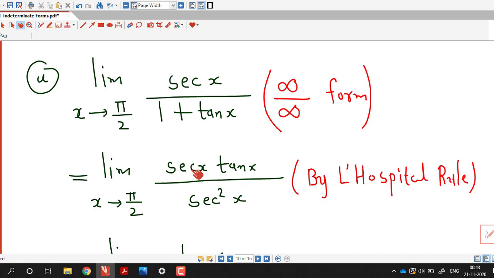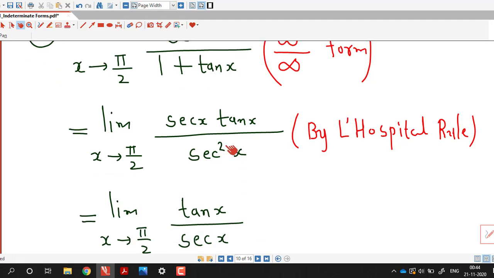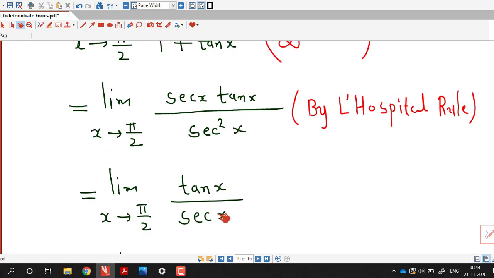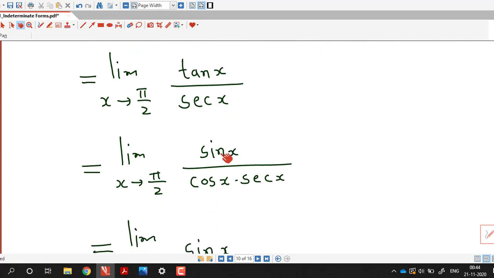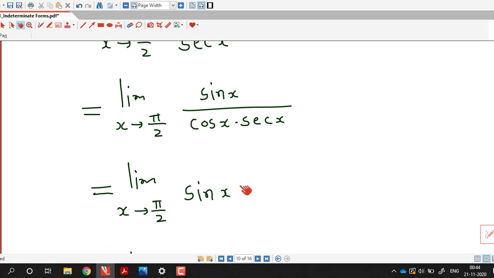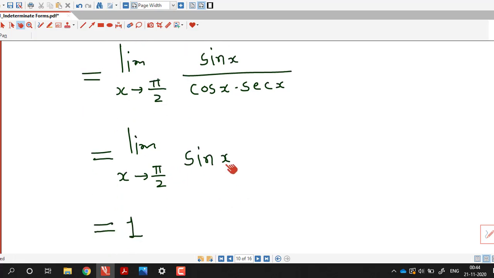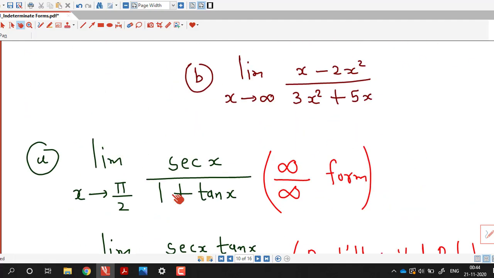So derivative of sec x is sec x into tan x. Derivative of 1 is 0 and derivative of tan x is sec square x. And here you can see one sec x will cancel out and we are left with tan x over sec x. Again, if we simplify this, we rewrite this tan x as sin x over cos x and we keep this sec x as it is. And because sec x is 1 over cos x, we will have cos x into sec x equal to 1. And then we substitute x equal to pi by 2 and sin pi by 2 is 1. So this is a simple example.